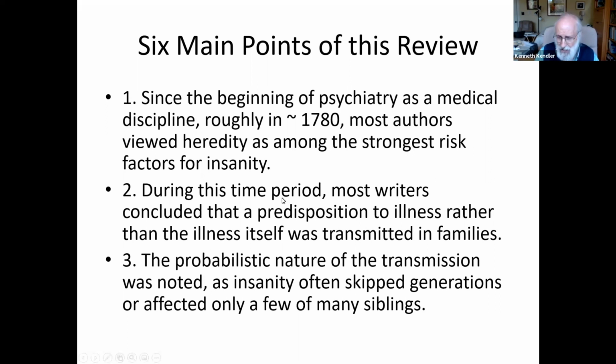Second, during this time period, most writers concluded that it was a predisposition to illness rather than the illness itself, which was transmitted in families. Third, and this is related to the concept of predisposition, they were well aware of the apparent probabilistic nature of the transmission of insanity. They noted that it often skipped generations with an affected parent or aunt or grandparent or uncle, but the parent is well and the child is affected, and also noted that it seemed to often impact only a few of many individuals within the same sibship.